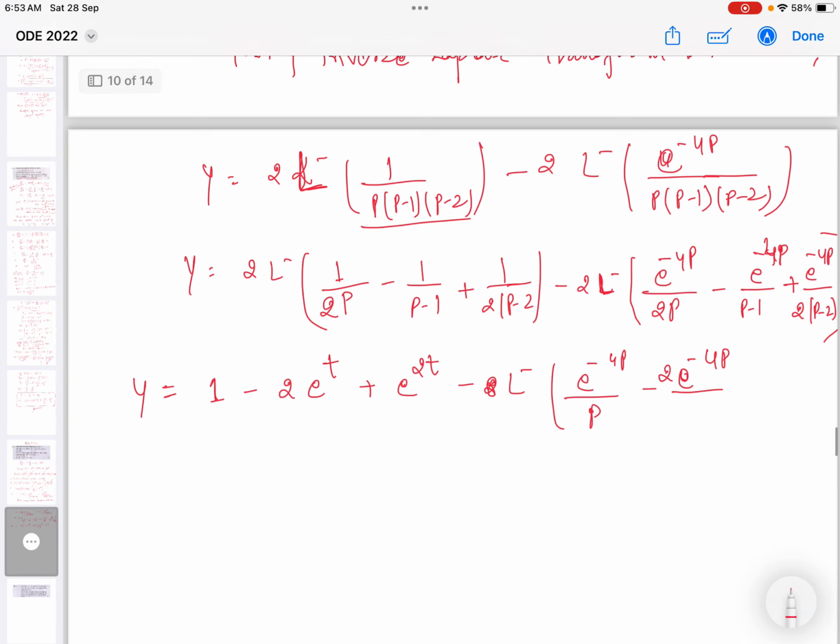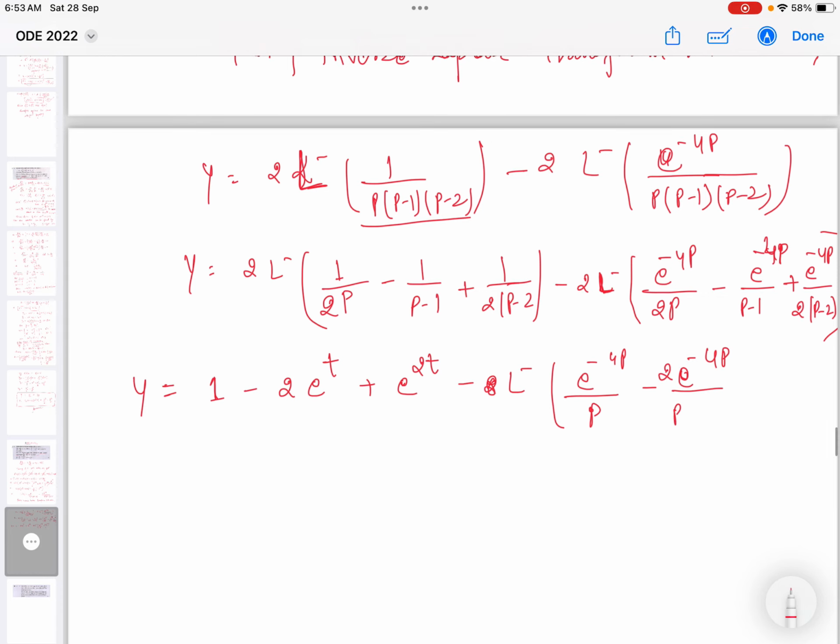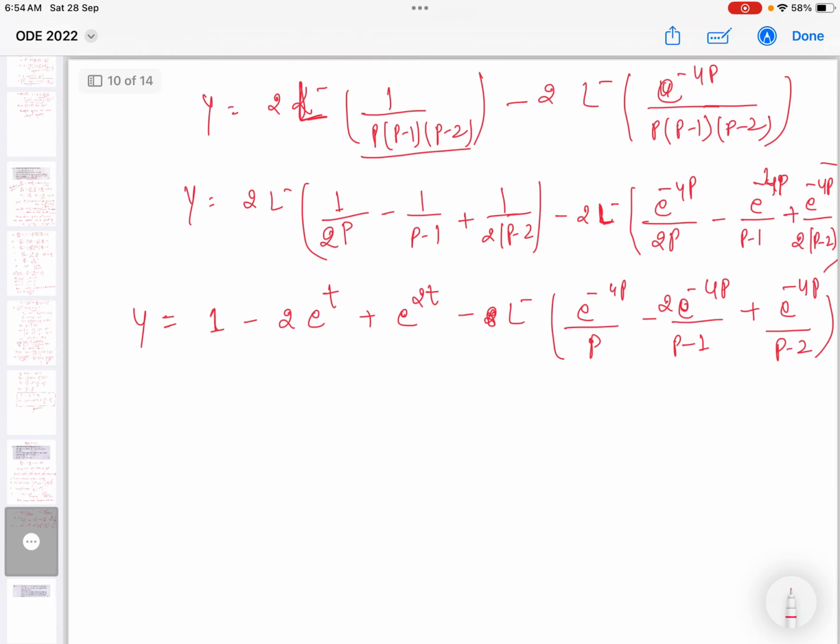It will become 2e to the power divided by p minus 1. Then it will become e minus 4p, e minus 2. Like how we solve these terms, for that we need to apply the shifting theorem. So I'm just writing what the shifting theorem is, to make your understanding easy.